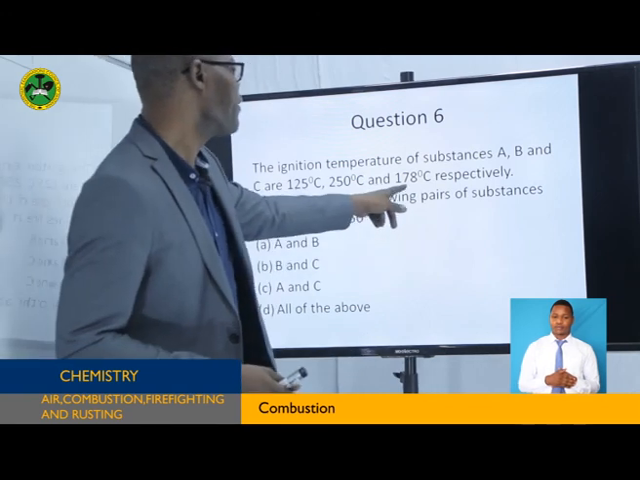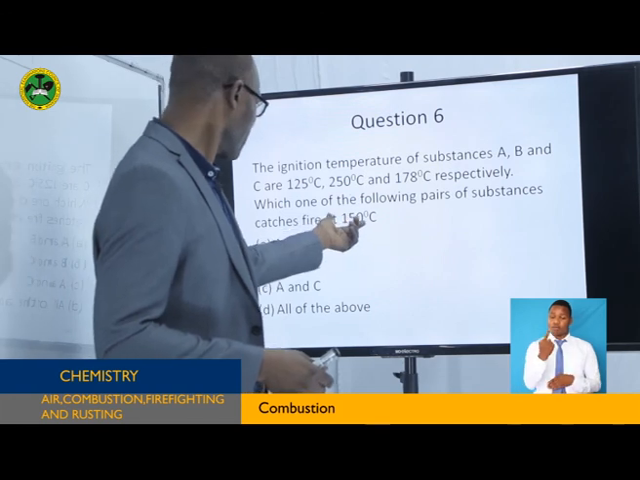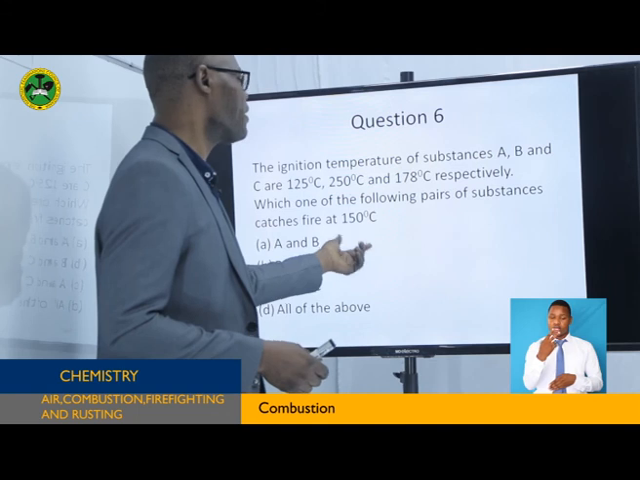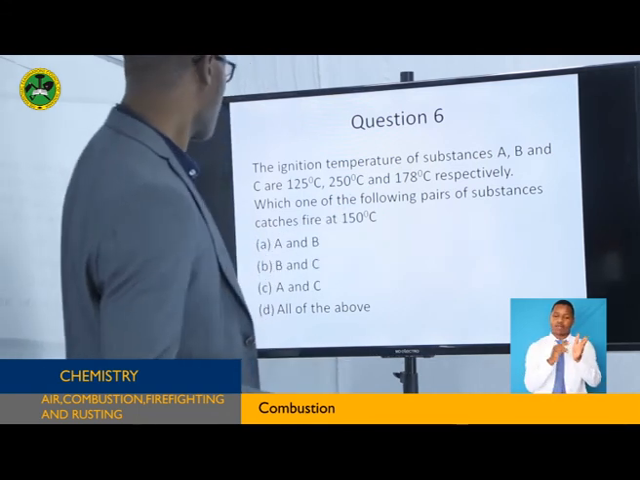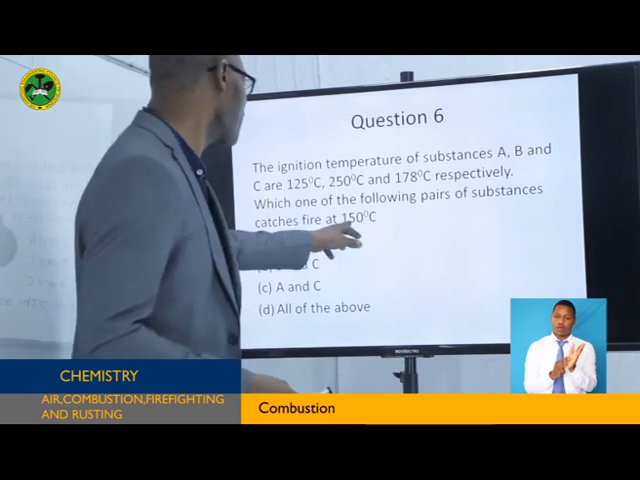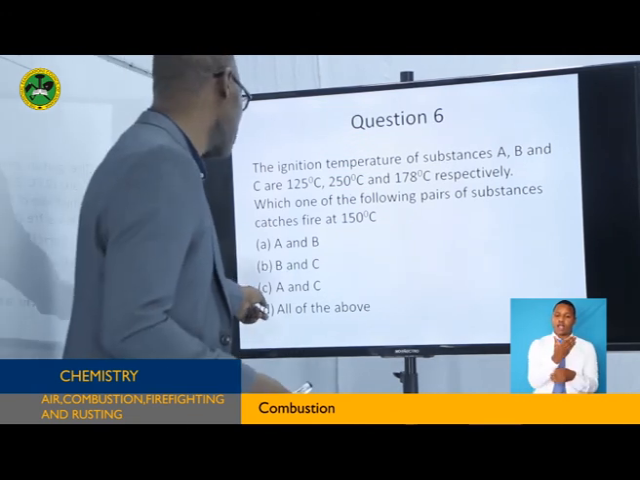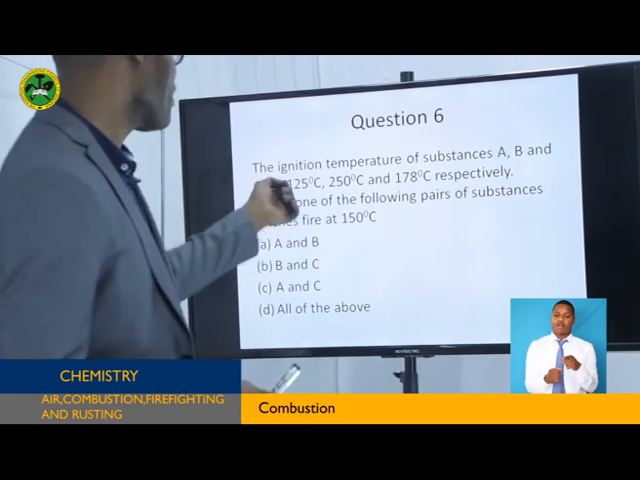C is 178. If you compare 178 and 150, it means that at 178, C has already caught fire because the ignition temperature is still very low. So in this example, the substances which will catch fire at 150 are compounds A and C, and the answer is supposed to be C. B will not catch fire because its ignition temperature is too high, more than 150.